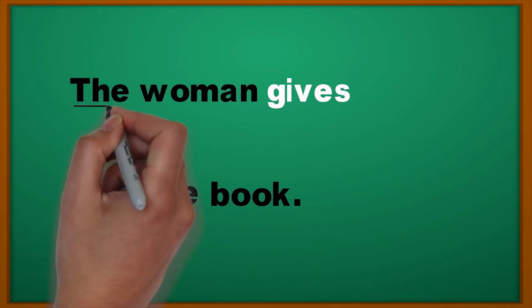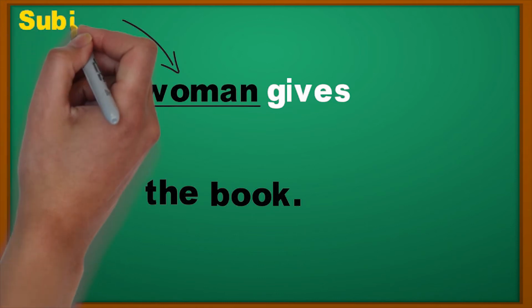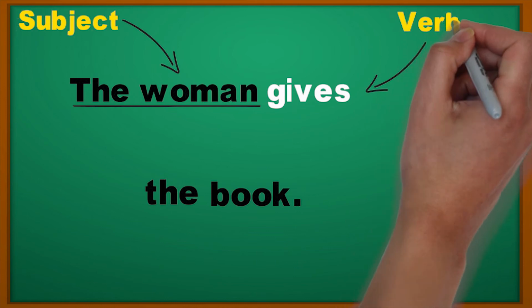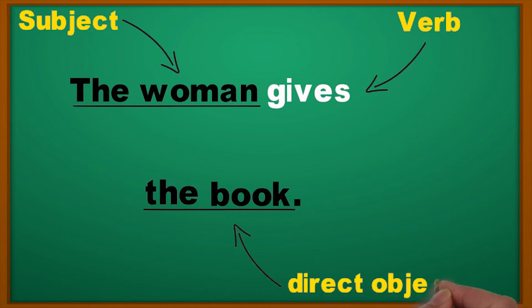As you know, the doer of the action is our subject, so in this sentence, the woman is doing the action of giving. So the woman becomes our subject, that is Subjekt. And the action done is of giving, so gives becomes our verb. And the object of the verb is the book. That is, if you ask the question, what is the woman giving? The answer you will get will be our direct object. So the book becomes our direct object.